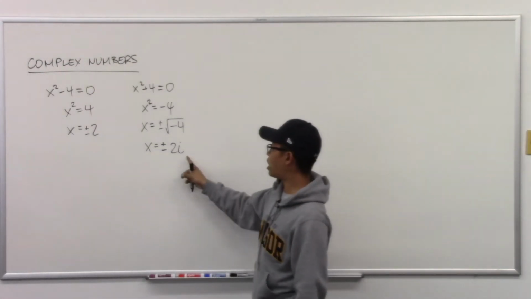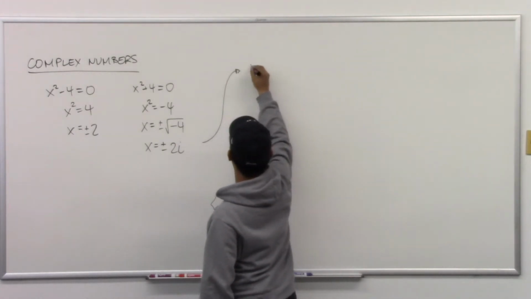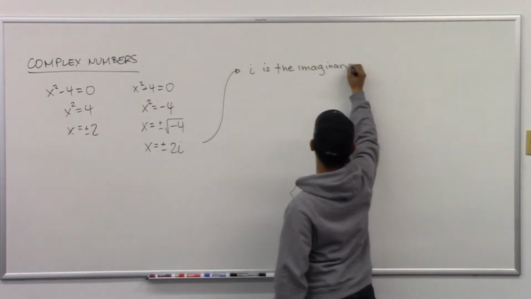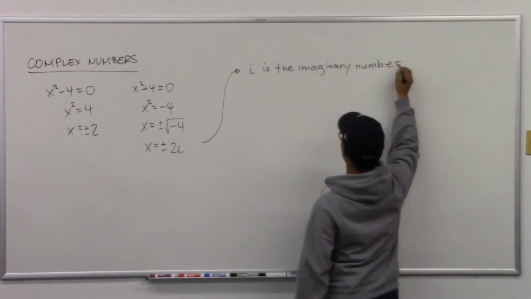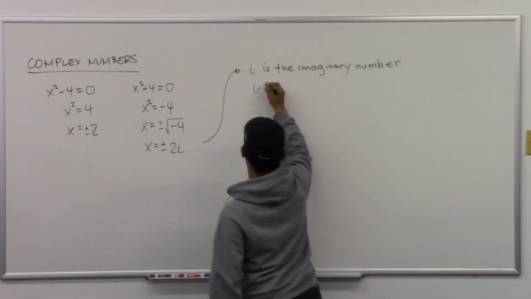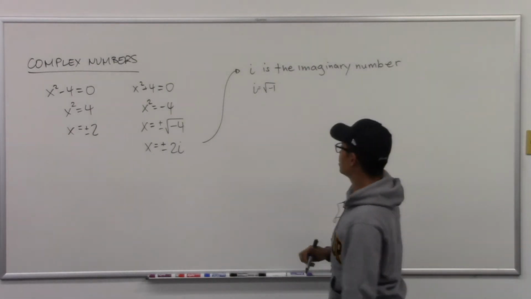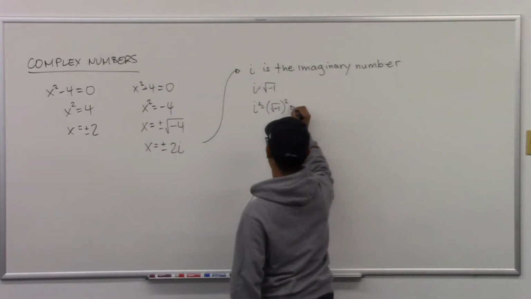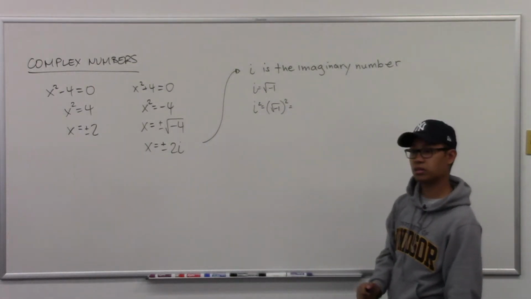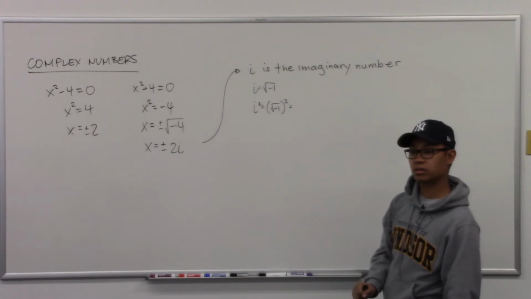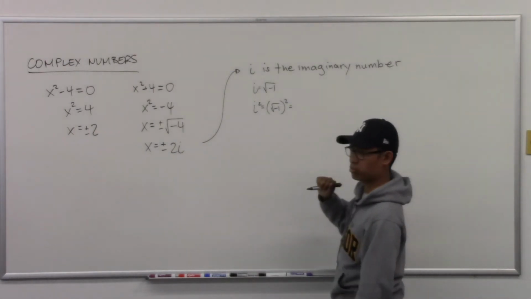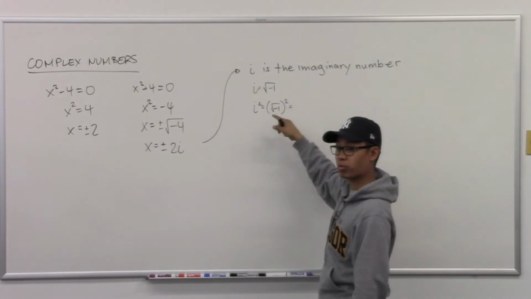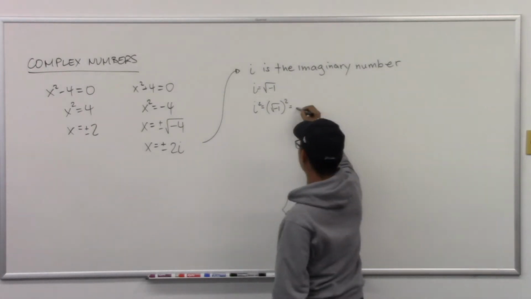Okay? So i is the imaginary number. i is equal to the square root of negative 1. So then i squared is equal to the square root of negative 1, squared. What's the square root of negative 1 squared? If you square a square root, it gets rid of the square root. So it's negative 1.